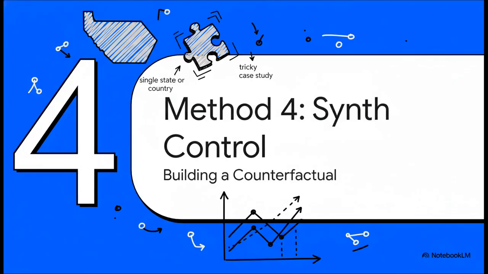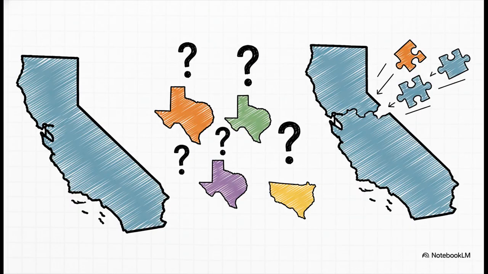Okay, let's get to our final and maybe most sophisticated tool, the synthetic control method. This is what you pull out when you're dealing with a really tricky case study, like trying to analyze an entire state or a country. So imagine you want to figure out the effect of a huge new policy in, say, California. What's a good control group for California? I mean, is it Nevada, Oregon, Arizona? None of them are quite right. The synthetic control method has a brilliant answer. Why pick just one? Let's build the perfect one from scratch.